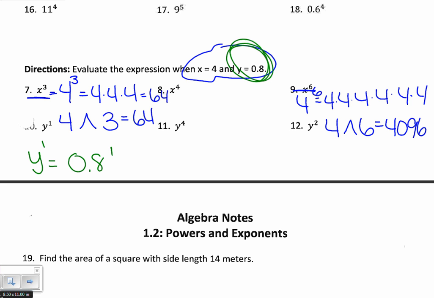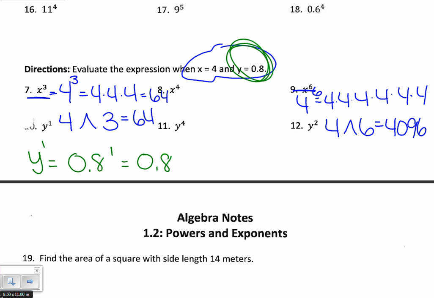So what does this mean? This means 0.8 is my number that's being repeated, but it's only being repeated one time. So really I don't have any multiplication here. My answer is just 0.8. This is a special one, along with one other power that's special that we'll learn about later.